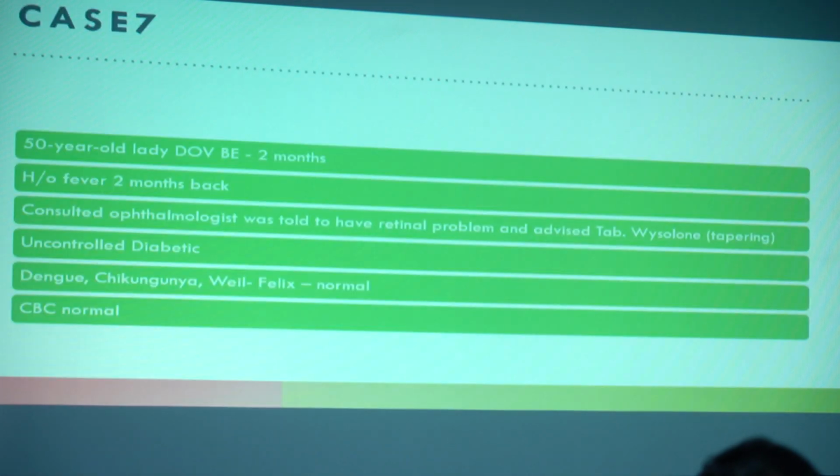In the last case, I'll just go through this case. A 50-year-old lady with both eye diminution of vision, history of fever 2 months back, consulted an ophthalmologist, and she was told that she has a retinal problem and advised to take tablet Wysolone. She was taking it in tapering doses. Uncontrolled diabetic, dengue, chikungunya, viral markers, everything was normal, and CBC was normal.